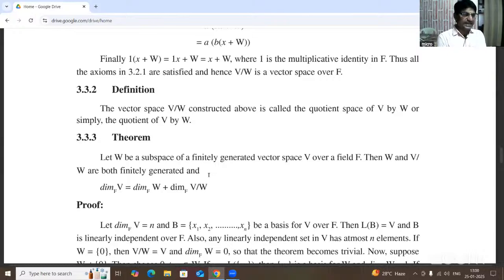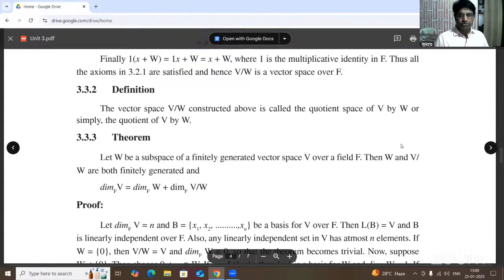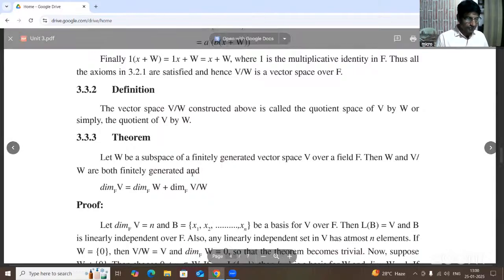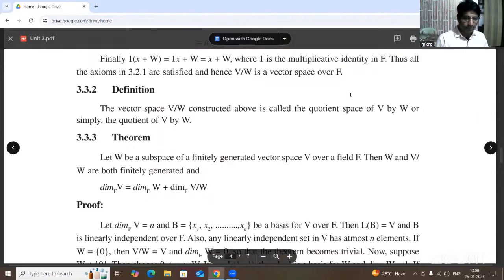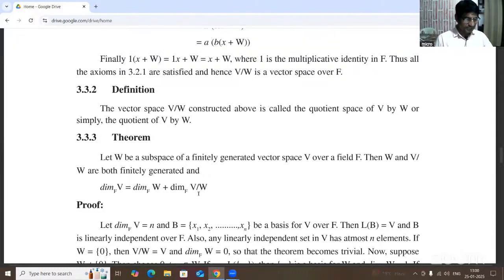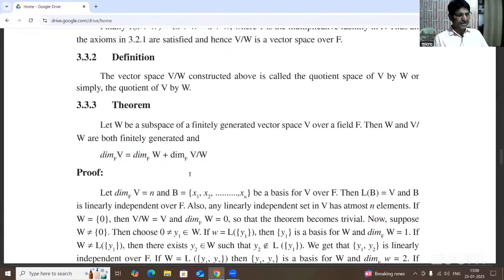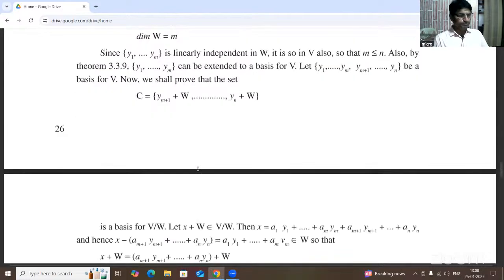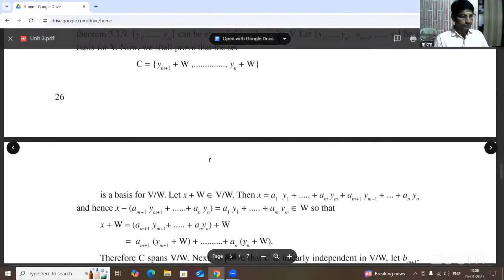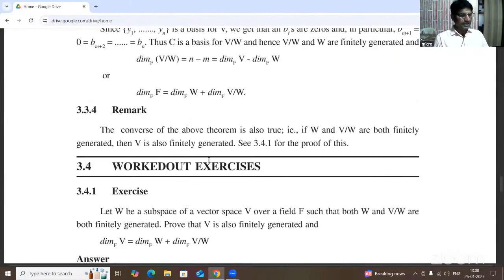When both are finitely generated, the concept is dimension V equals dimension W plus dimension V by W. In the same manner, just see here: dimension V by W equals dimension V minus dimension W over F, or dimension V equals dimension W plus dimension V by W. This theorem is very important in the final examination. Don't forget this one. This is also one of the important theorems.